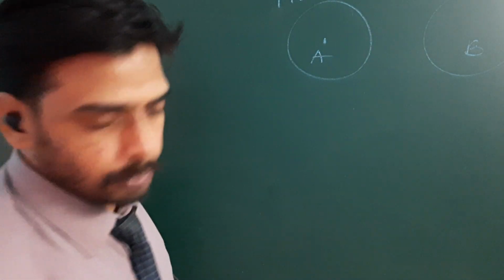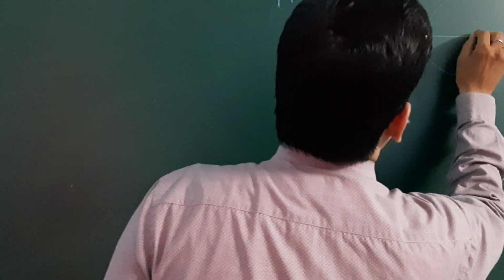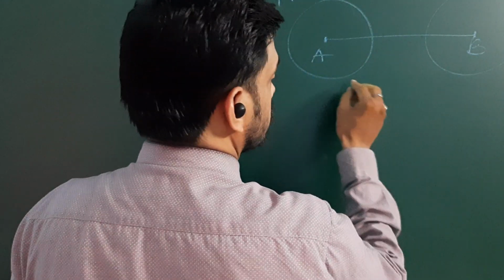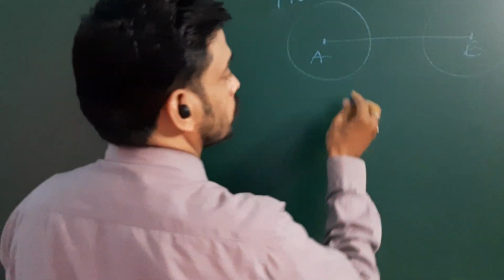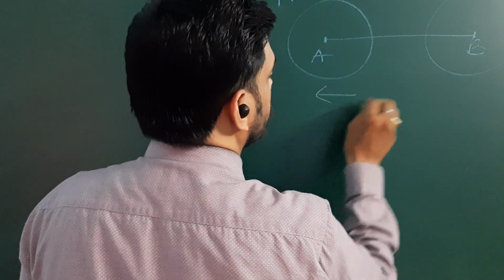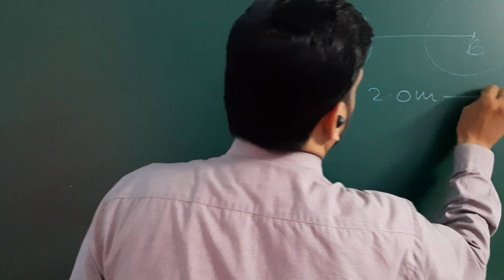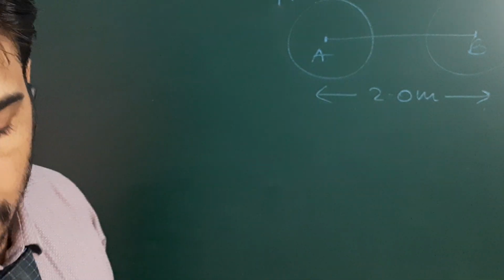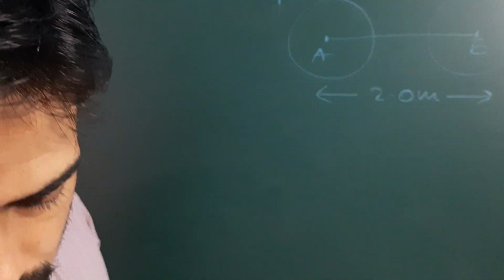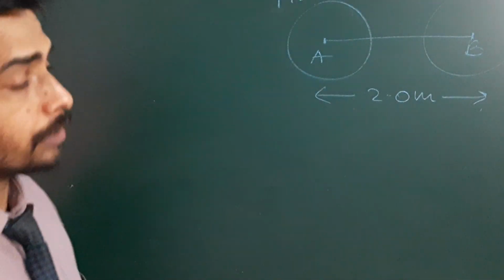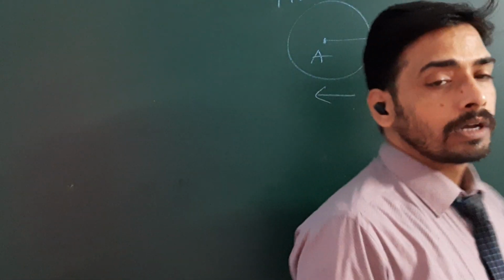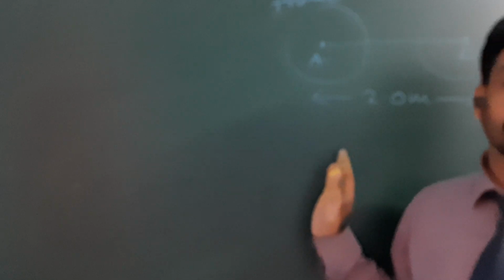And the distance between them is 2 meters. The distance between these two charges, as you know, the distance measured between these two spherical balls is from their centers. So that is 2 meters. Okay. And what is the magnitude and type of force acting between them? Now we have to find the magnitude of force and the type of force acting between them.